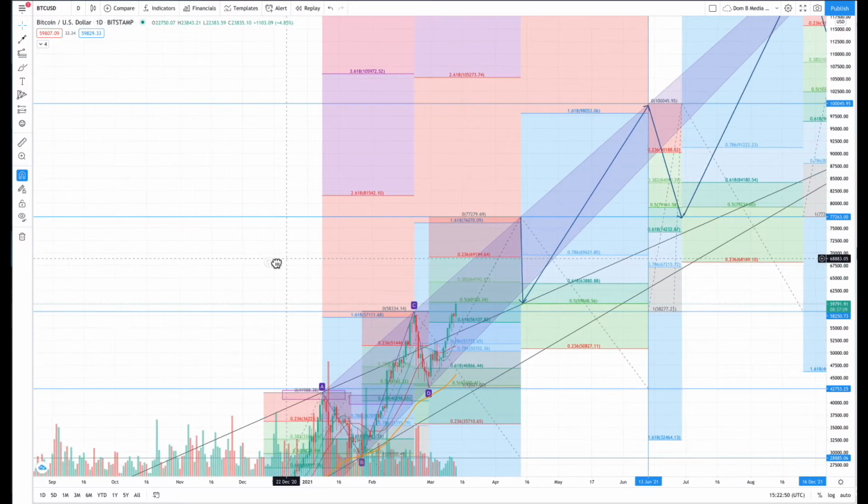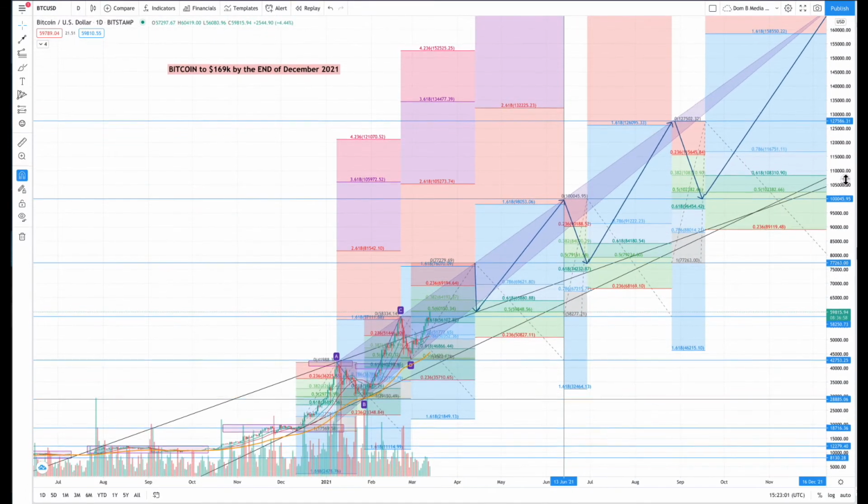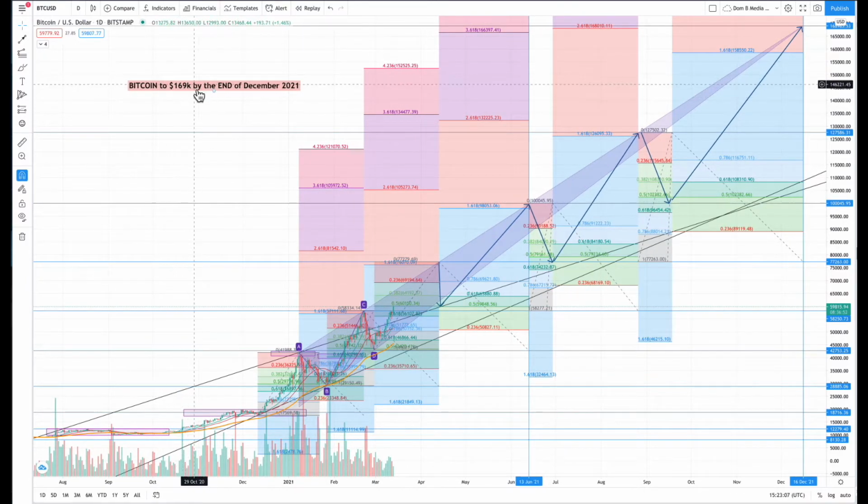So if I bring us down, shrink us a little bit, and take us to the point of that candle, we can see that price could potentially get to 169,000 by the end of the year 2021. Okay, so you heard it first here. Bitcoin to 169,000 by the end of 2021.